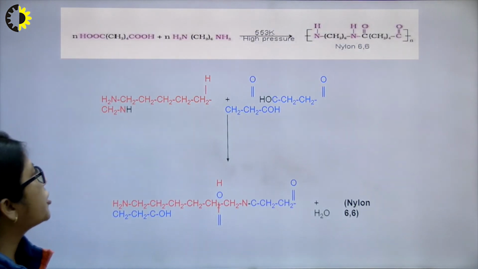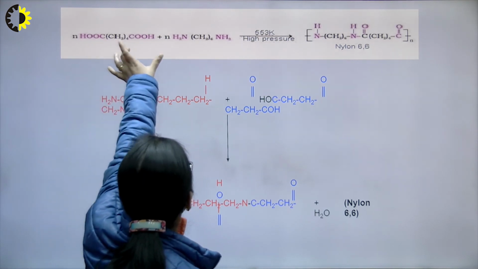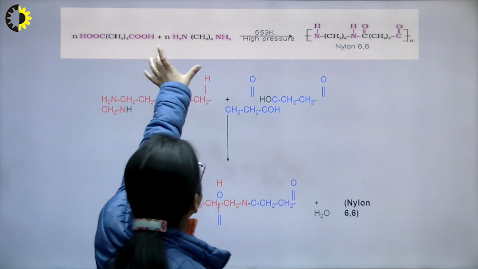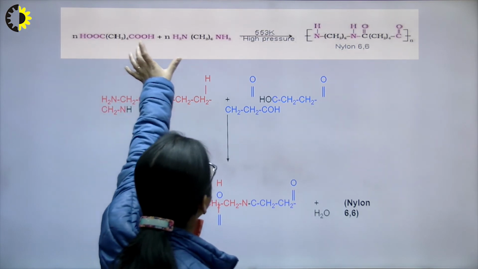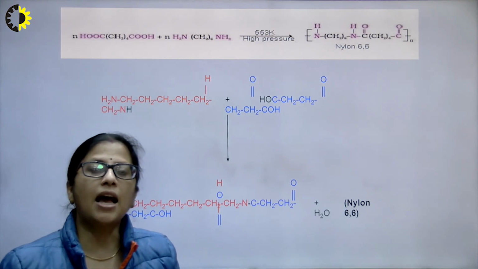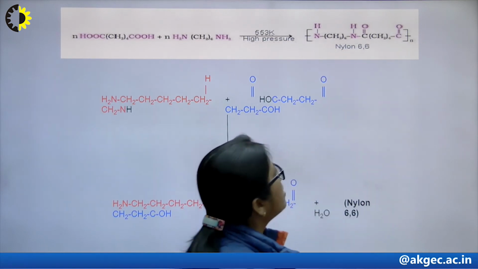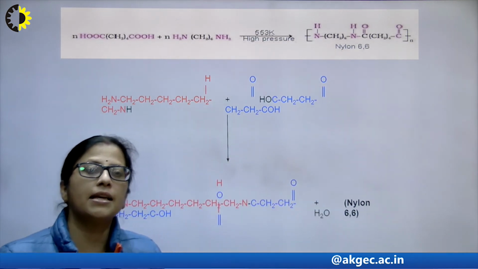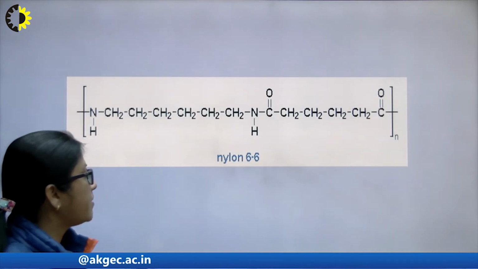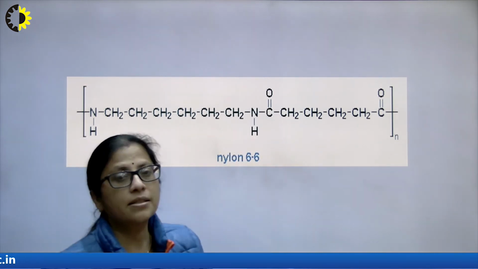Here I am showing the reaction. This is the adipic acid, HOOC(CH2)4COOH, and H2N(CH2)6NH2, hexamethylene diamine. They react at high temperature, that is around 553 Kelvin, and at high pressure they result in the formation of the molecule nylon 6,6. So, the polymer nylon 6,6 is formed. So, this is the molecule nylon 6,6. The name 6,6 has been given because both of its monomers have 6 carbons each.